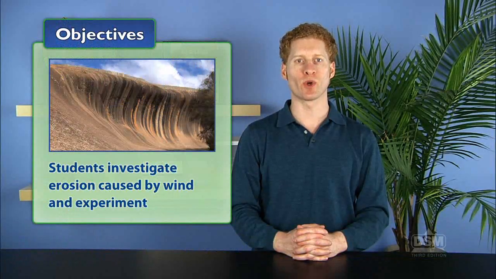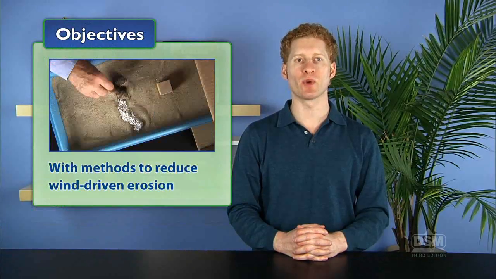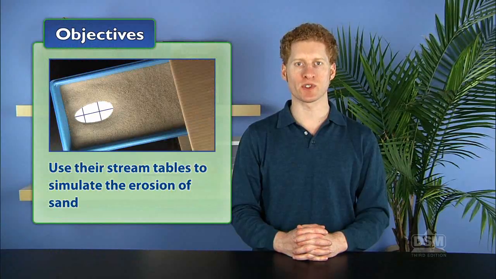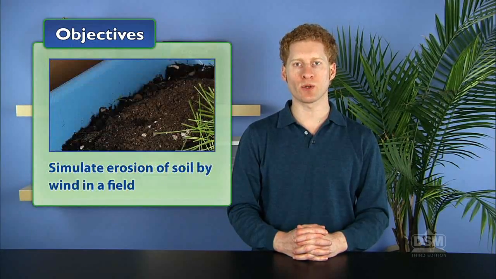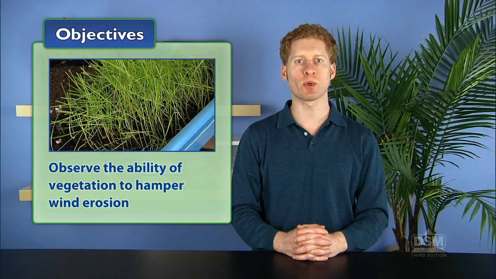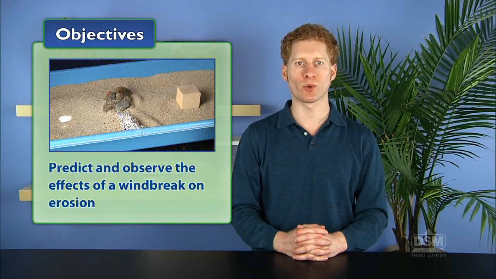In Activity 11, Wind Erosion, students investigate erosion caused by wind and experiment with methods to reduce wind-driven erosion. They first use their stream tables to simulate the erosion of sand by wind at the shoreline. Then, they simulate erosion of soil by wind in a field and observe the ability of vegetation to hamper wind erosion. Finally, they predict and observe the effect of a windbreak on erosion.